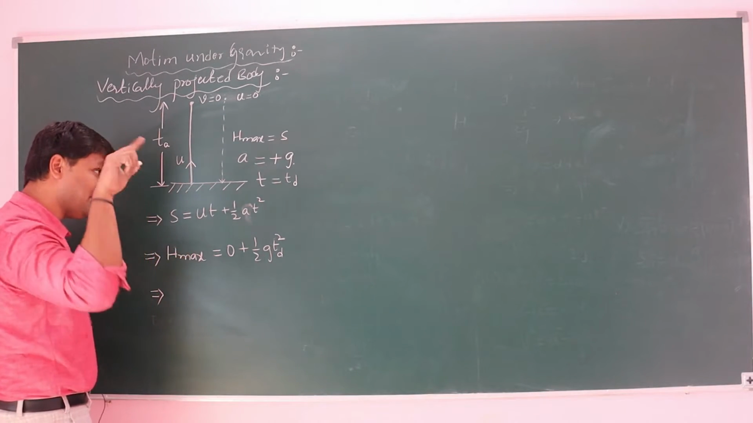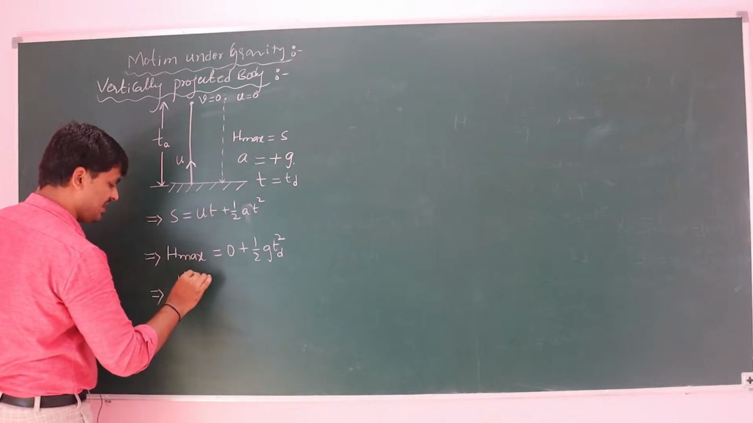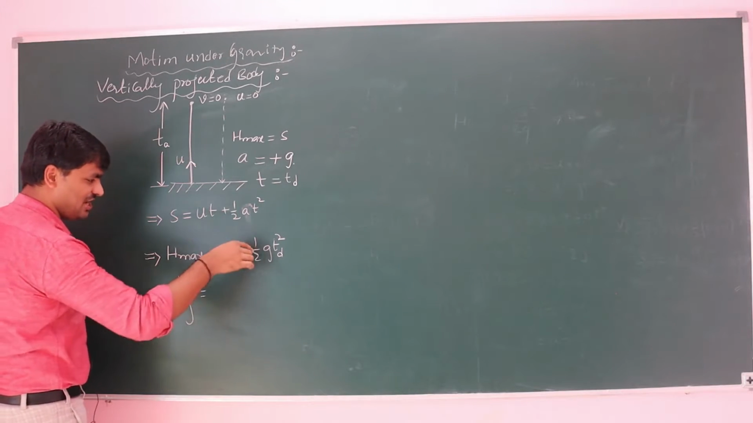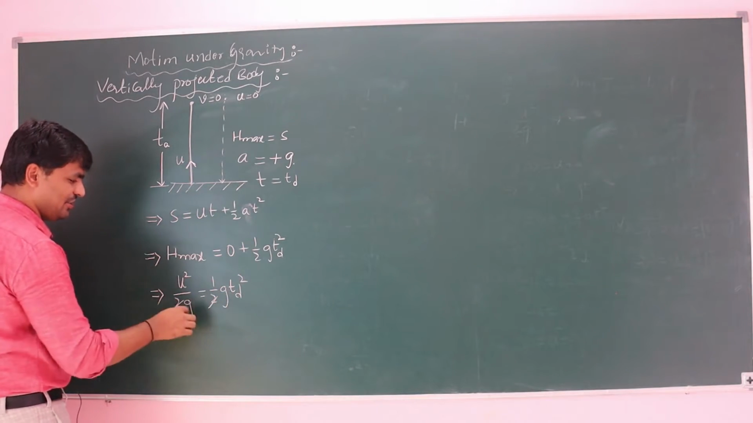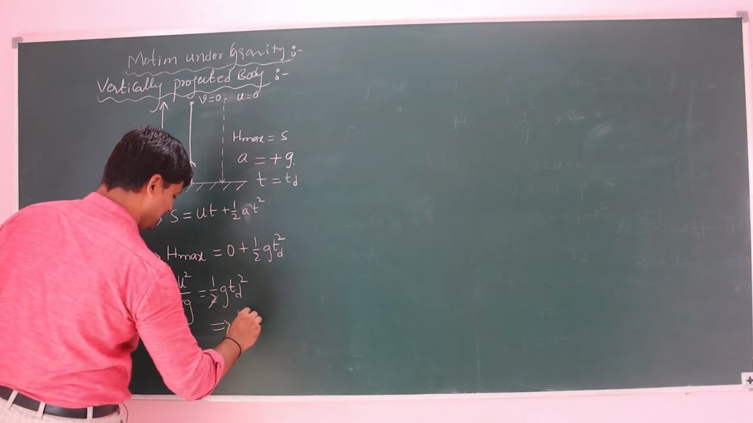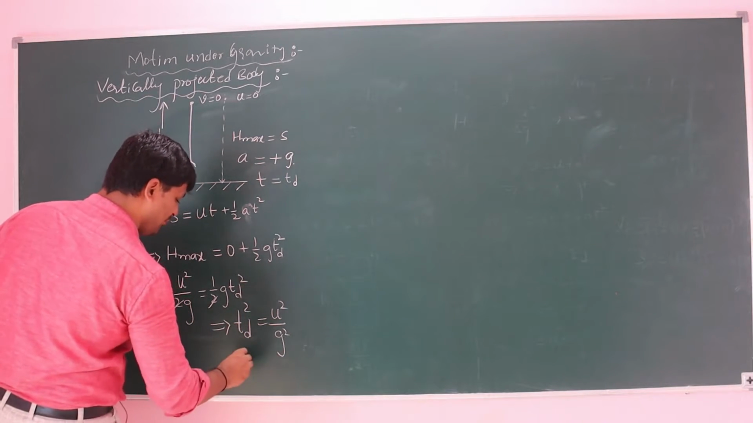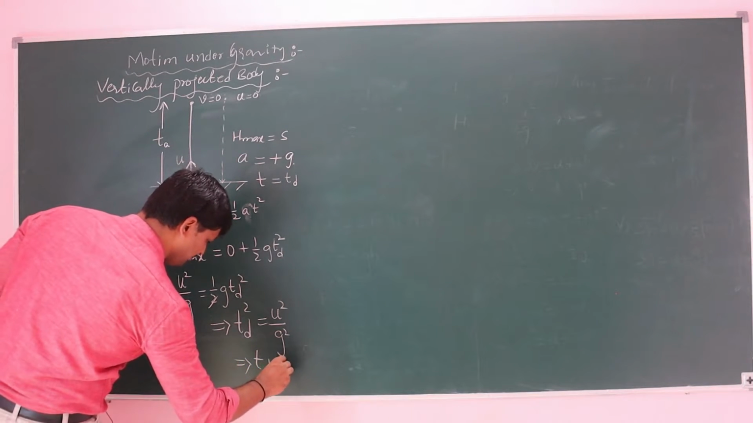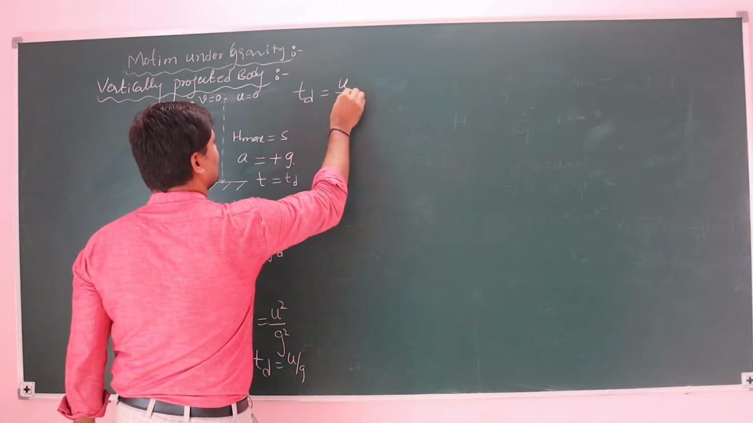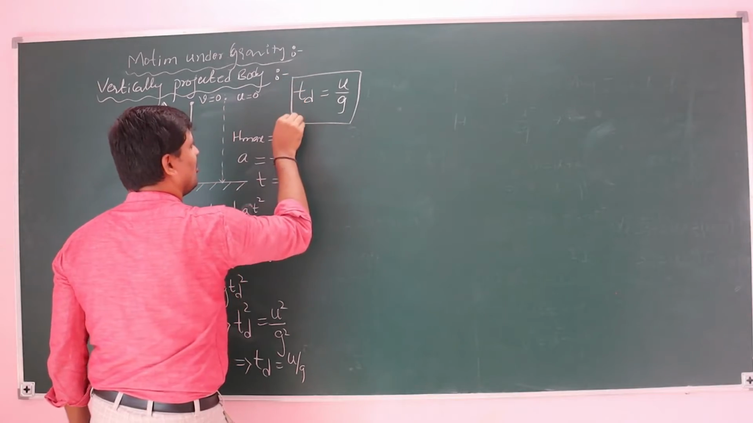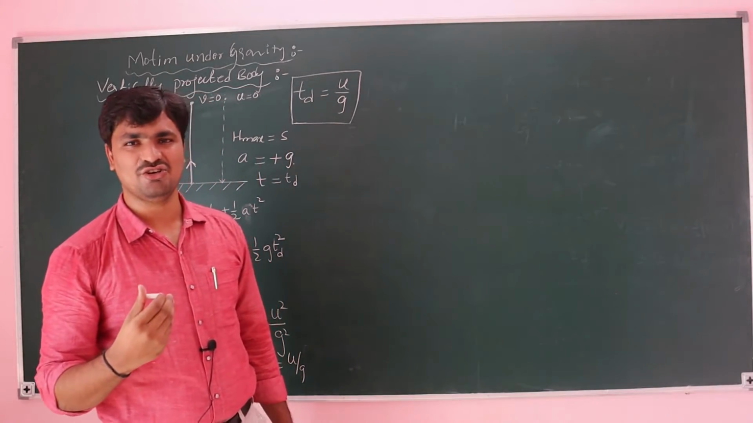So h max in the previous expression, if we are projecting the body with u velocity, then h max is u square by 2g, equal to half g td square. So 2 cancels, you can send g here. So then td square is equal to u square upon g square. Then time of descent td is equal to u by g. So time of descent is equal to u by g, the time taken by the body to reach the ground from maximum height. Time of ascent u by g, time of descent u by g.